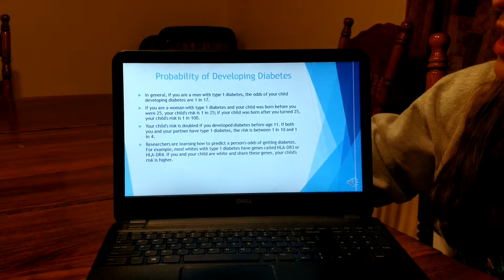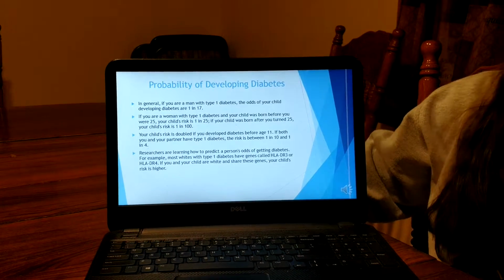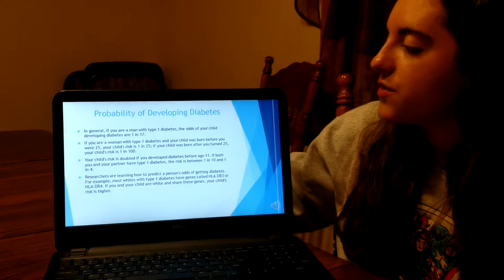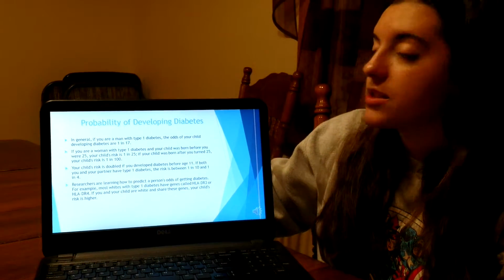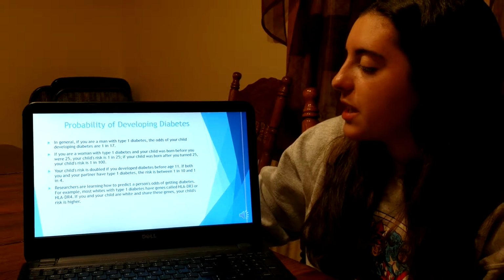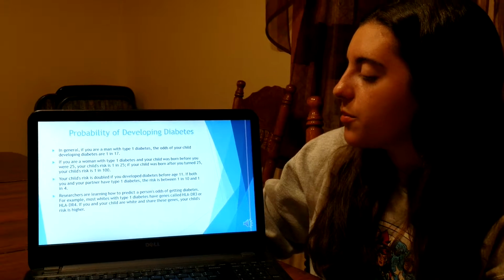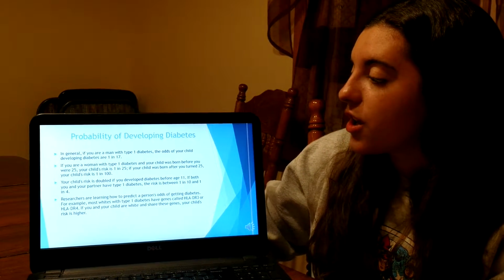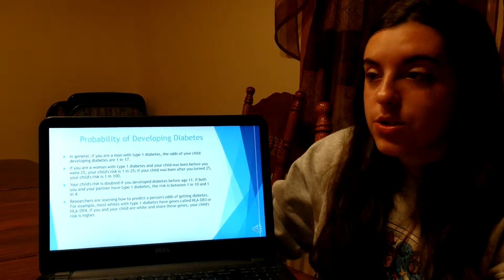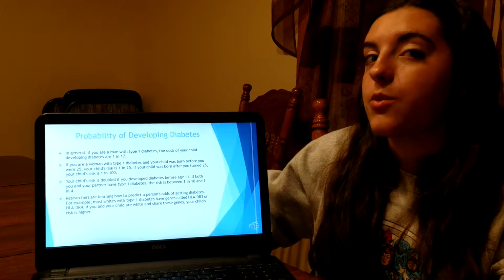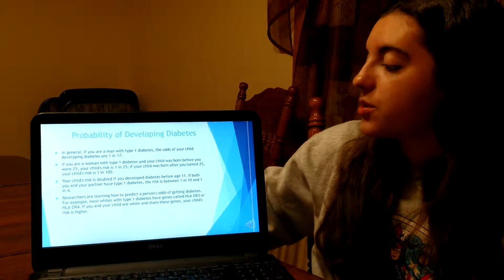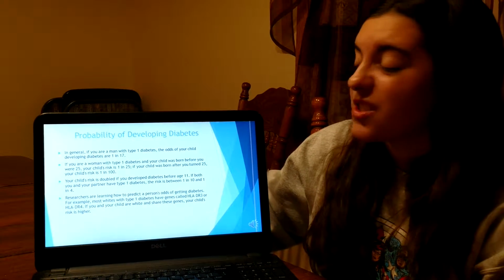Some real world probability: they found statistically that in general, if you're a male with type 1 diabetes, the odds of your child developing diabetes is 1 in 17. If you're a woman with type 1 diabetes and your child was born before you were 25, your child has a 1 in 25 risk. However, if your child was born after you were 25, your child has a 1 in 100 risk. Your child's risk, however, is doubled if you developed diabetes before the age of 11.